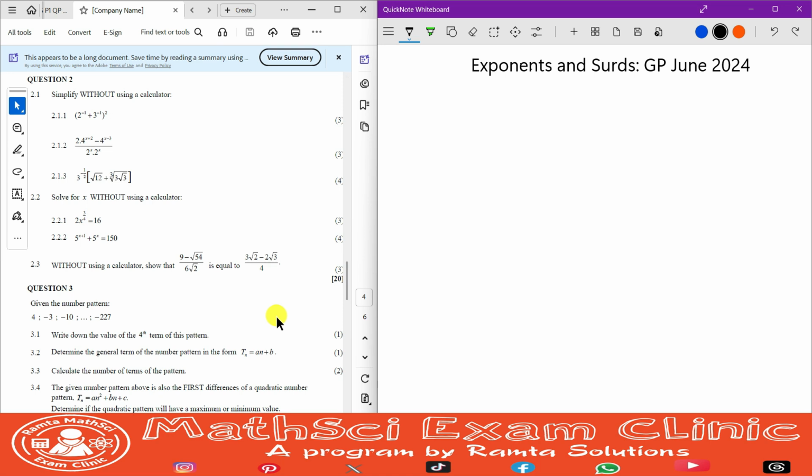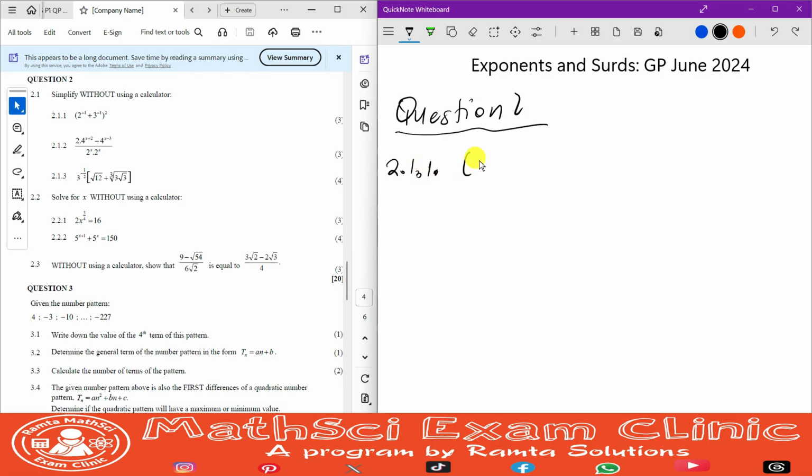So this means we must do it in 20 minutes. And as you can see, it was question 2, right? So we'll try to do it in less than 20 minutes. Without any waste of time, let's go. Question 2.1 says simplify without using a calculator.